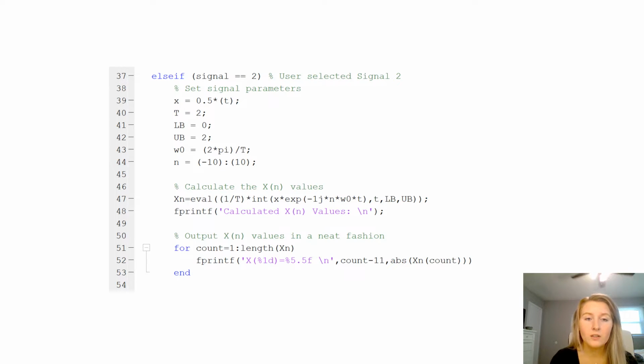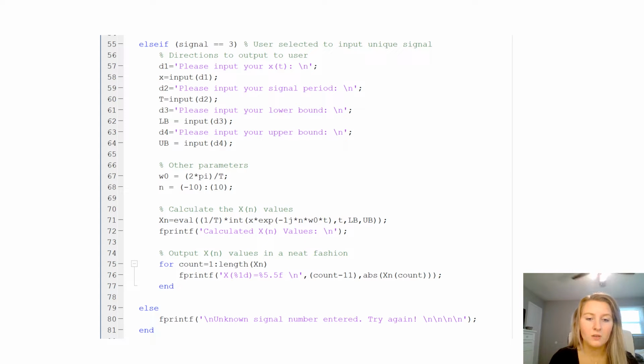This is the following if statement, else if signal equals 2. So if the user selected signal 2, again, its parameters are preset, but they are different from signal 1's. And the math for calculating the Fourier series coefficient is the exact same, along with the output statements to print it to the user.